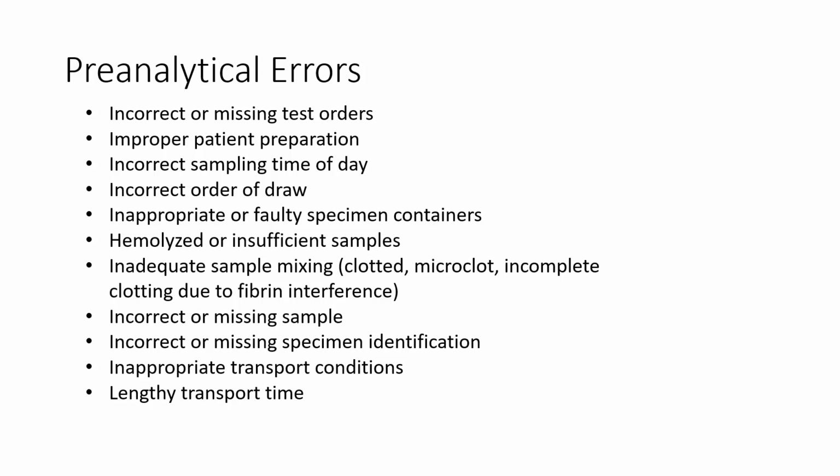Incorrect or missing specimen identification. This is probably one of the most common things that we see, and one of the easiest things to correct. So if we draw a patient's blood, we want to immediately label that blood with the patient's identification, and then we want to verify that the patient's identification is correct.